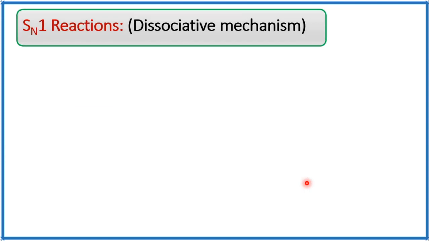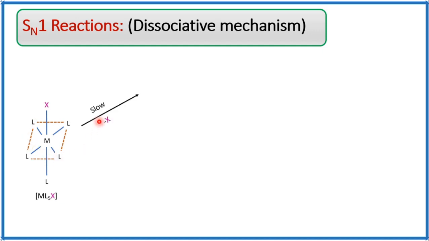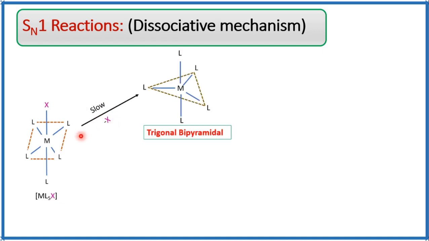So if you see the mechanism here with an example, initially we have this complex ML5X, which is octahedral shape. As we know, this is the octahedral shape. In the first step, that is the slow step, it loses X, so we have written minus X. And after losing X, this complex is becoming a trigonal bipyramidal intermediate. So here M is the metal and 1, 2, 3, 4, 5 ligands are surrounding it. Therefore, this complex is having ML5 composition, and this is a trigonal bipyramidal moiety.